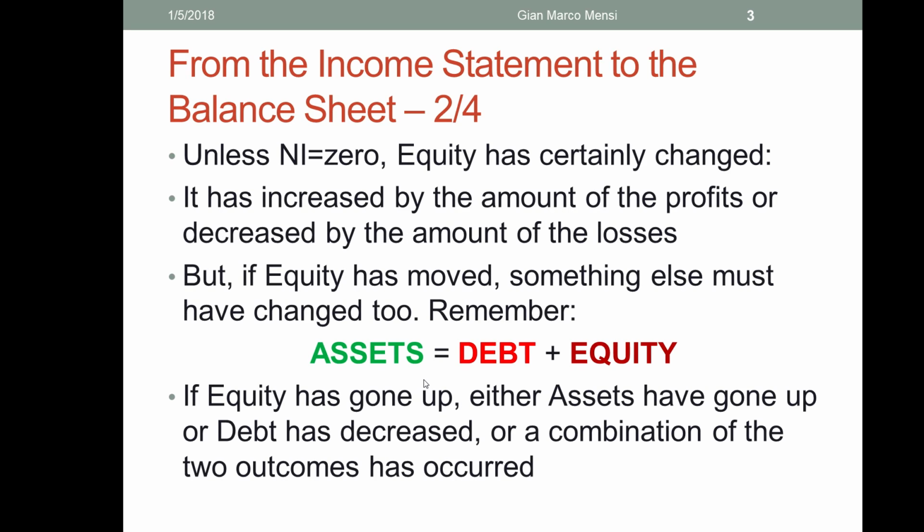First of all, unless we have a zero net profit, we know that equity has changed. It has increased if the net income was positive, and decreased if we have produced a net loss. So if the equity has changed, something else must have changed. Look at the basic equation: assets are equal to debt plus equity. If equity goes higher, assets must have gone up, or debt must have gone down, or there is a combination of the effects.